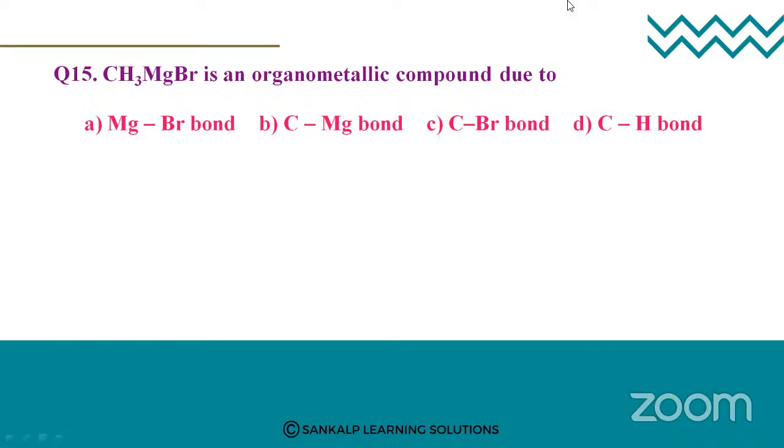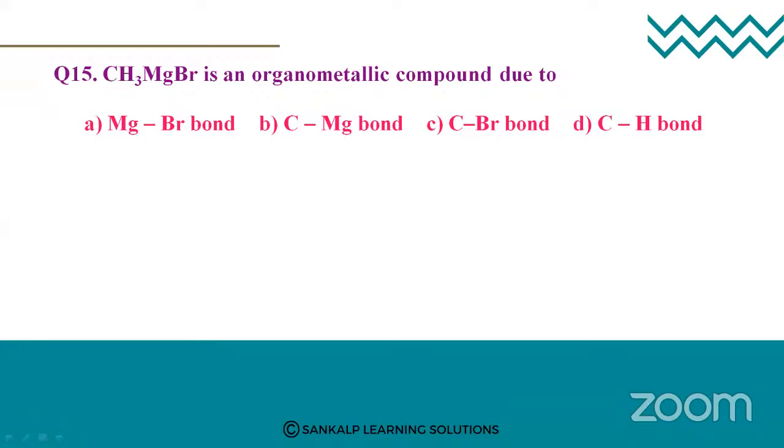CH3MgBr is an organometallic compound due to which bond? Why is it called an organometallic compound? Option A, MgBr bond; B, C-Mg bond, that is the carbon-Mg bond; then the third option, CBr bond; and the fourth option, CH bond. Why is it called an organometallic compound? Due to what type of bond which is present?